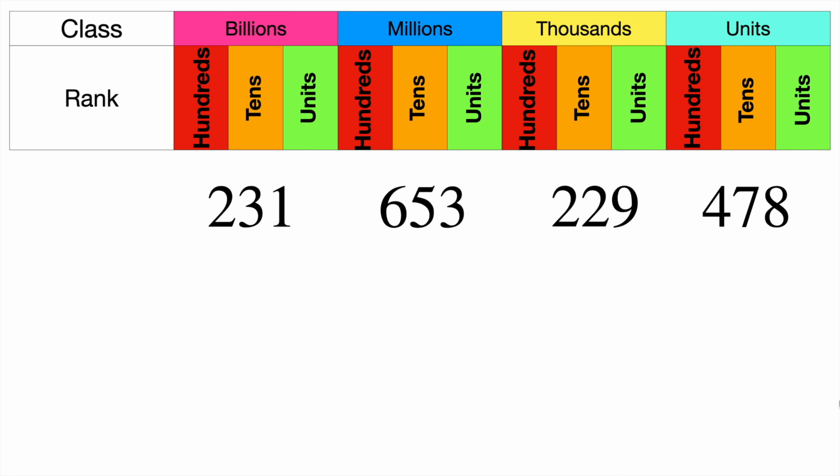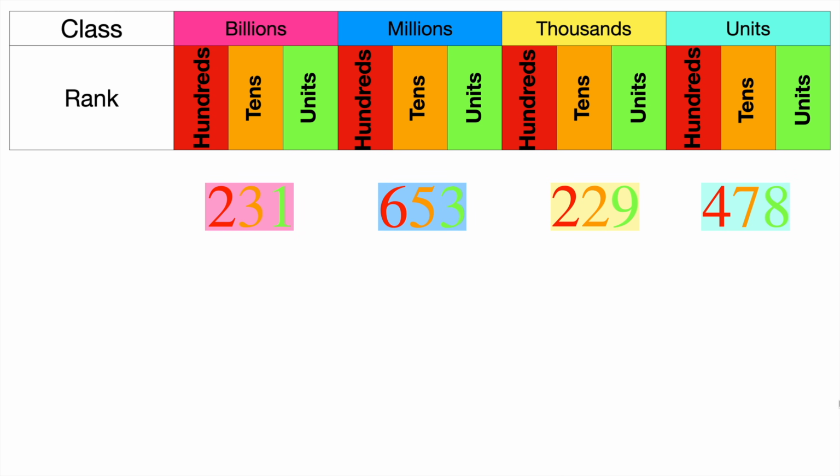3 means 30 billions, and 1 means 1 billion. But in order not to say 200 billions, 30 billions and 1 more billion, it's much easier to say at first the number and then billions. In our case it's 231 billions. Then there will be millions and therefore let's say 653 millions. Then 229 thousands. And not to say 400, 70 and 8 units, let's say 478.